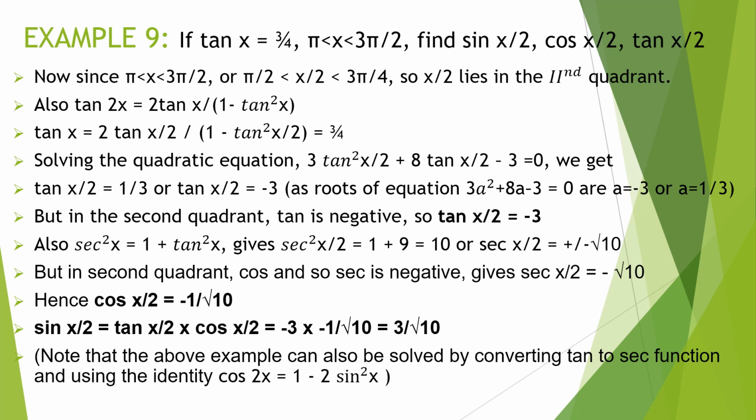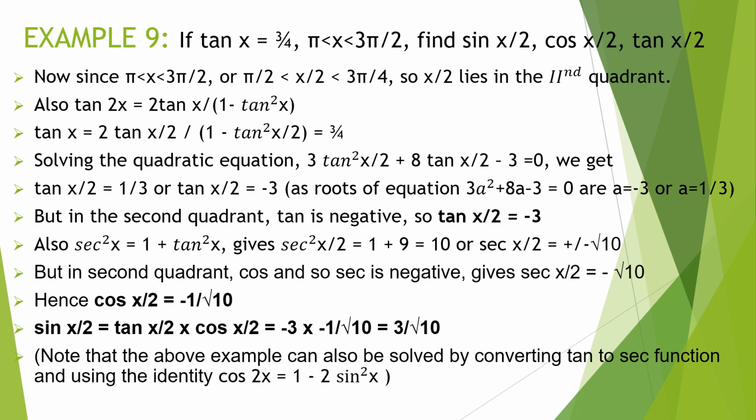So pi by 2 less than x by 2 less than 3 pi by 4. 3 pi by 4 means less than pi. So our angle x by 2 lies between pi by 2 and some angle less than pi. So obviously it is in the second quadrant. So our angle x by 2 lies in the second quadrant, and keep in mind that in the second quadrant only sine is positive.